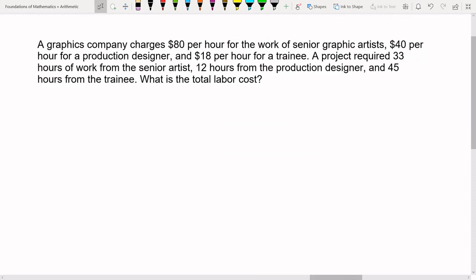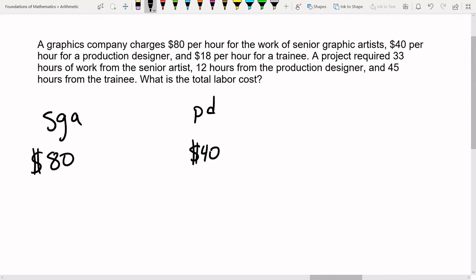A graphics company is charging $80 per hour for your senior graphics artist. Let me write that down. I'm going to do senior graphic artist is $80 an hour. The production designer is $40 an hour. And it's $18 per hour for a trainee. We'll do trainee at $18 an hour.